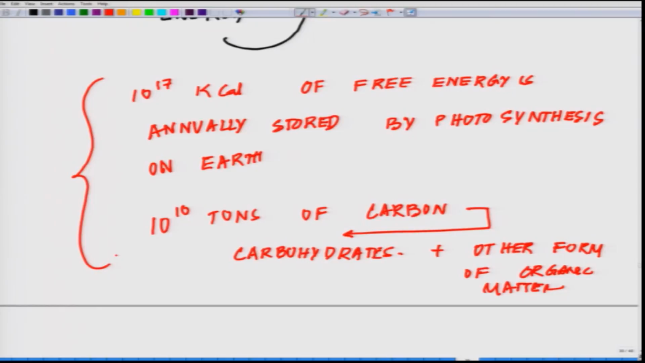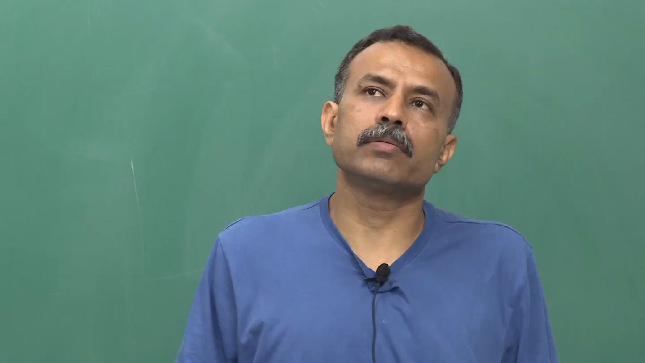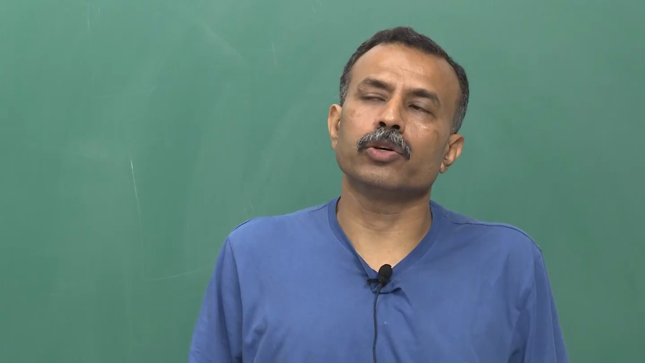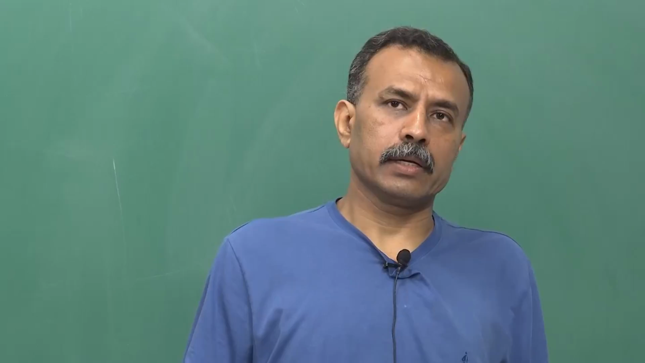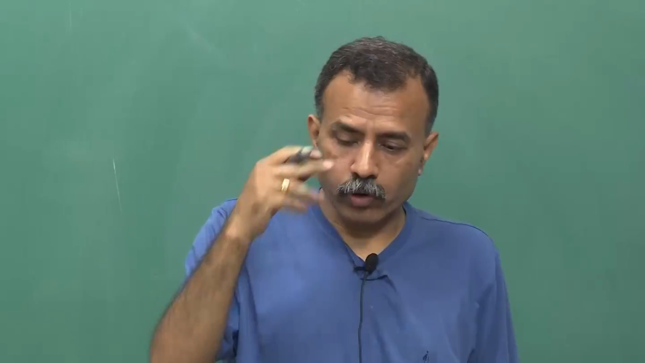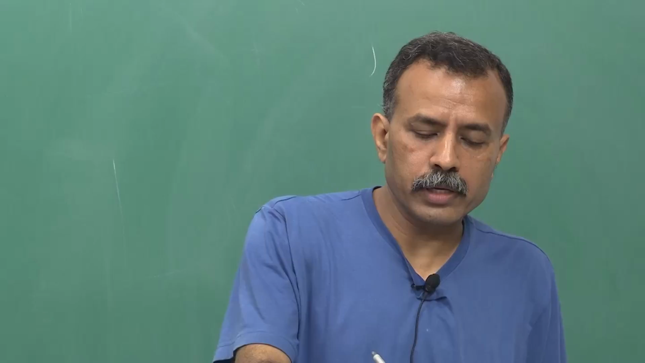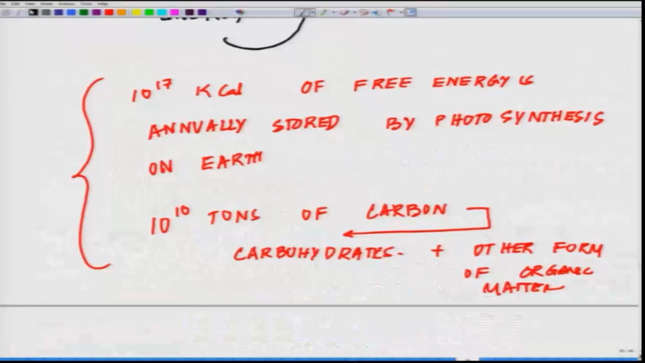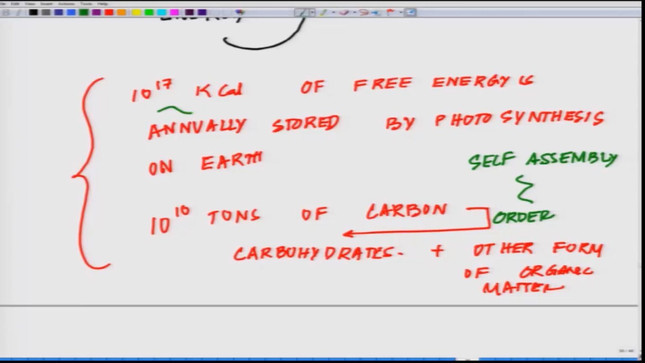So, just this number itself tells you how unique this process is, which has evolved through billions of years, and it has learned to transform a huge amount of carbon sources into much more meaningful, much more organized structures. So this is where you see an order being created, or the old thing I have mentioned in the previous classes, self-assembly. And this is where the free energy comes into play.